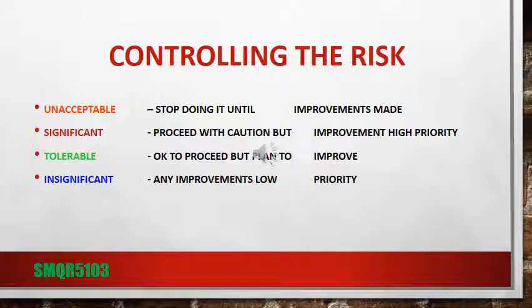For unacceptable, you need to stop doing it until improvements are made. So don't start, you can't do it, it's prohibited. Significant is proceed with caution but improvement is highly prioritized. Next is tolerable: okay to proceed but plan to improve. It's okay, but you need to have some steps to improve it. Next is insignificant: any improvement is low priority, so you need to give priority action to the current situation that you need to improve.